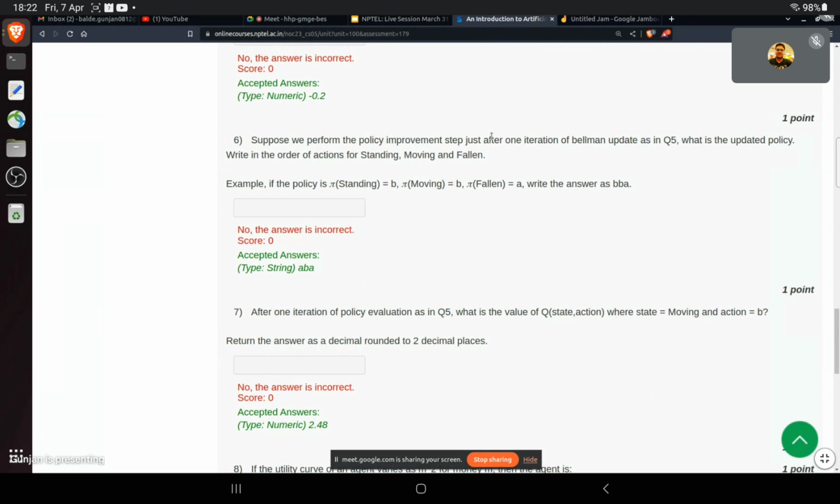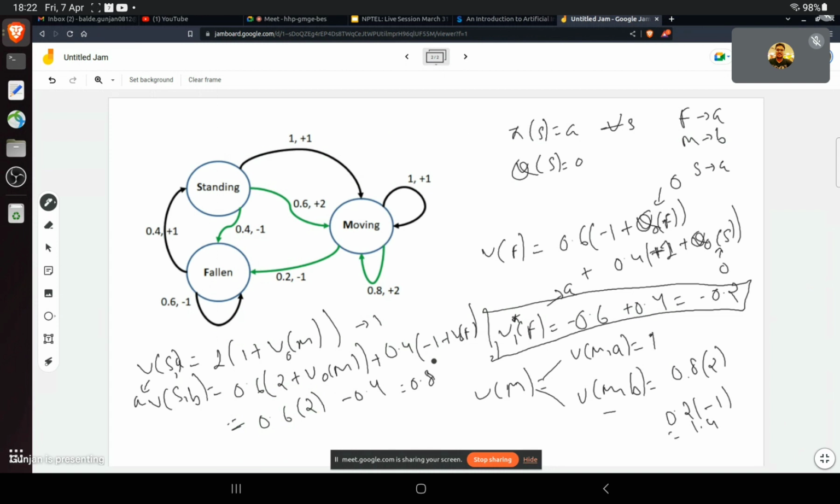Okay. Now after one iteration of policy evaluation, what is the value of the state action? That is what we are asked to solve. Okay, so we got that. Let me just write things down. That is the eraser. We do not need this any longer, right?